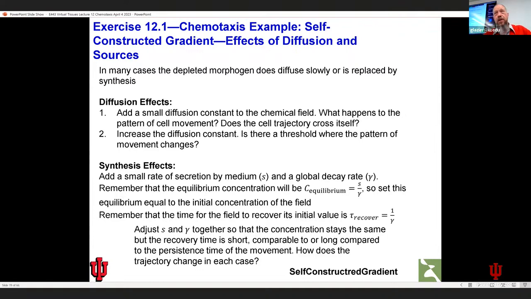If you look at actually a keratinocyte crawling, it takes that shape. And Leah Keshet has some nice papers where she explores that particular shape of a cell crawling in a self-constructed gradient. And so definitely you could affect the way the cell crawls by changing its shape.